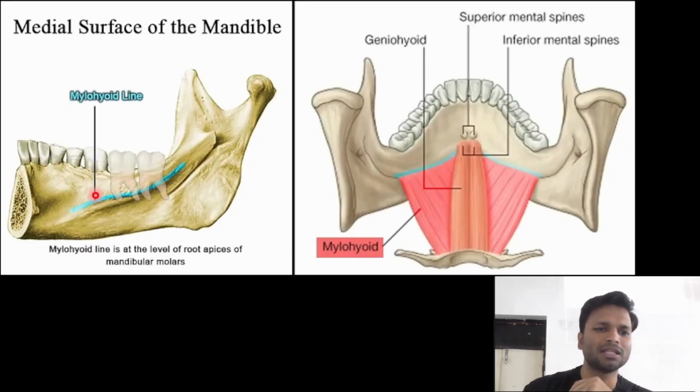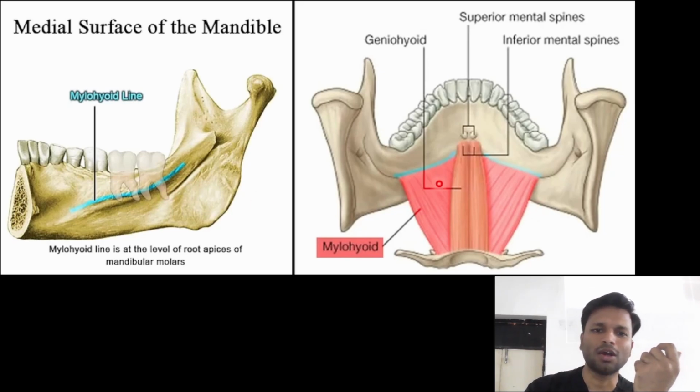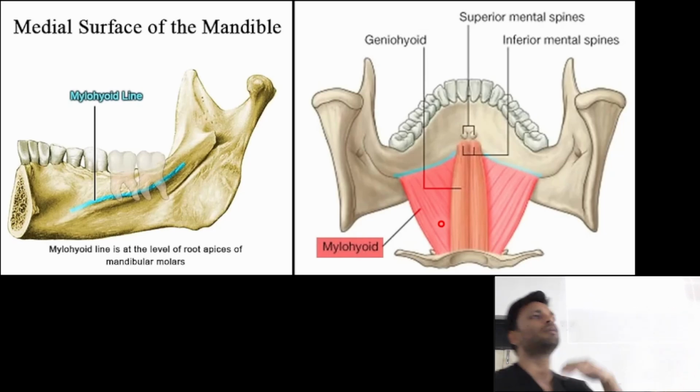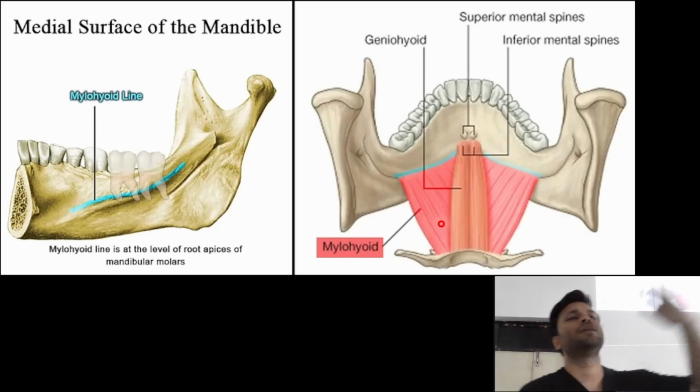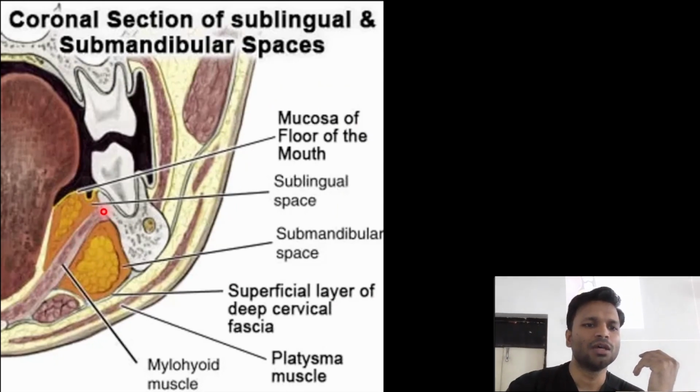So you can see in the molars and the premolars, the attachment of the mylohyoid muscle, that is the mylohyoid line or mylohyoid ridge, is at the level of the apices. And this mylohyoid muscle divides the floor of the mouth into two potential spaces. So this is the mylohyoid muscle. It divides the floor of the mouth in two.